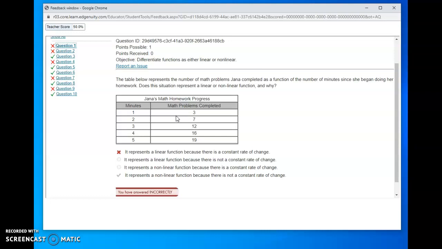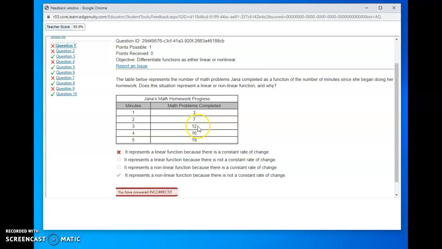So an easy way to do this would be to put this in a graph and see if it is a straight line or not a straight line. So our minutes seem to make sense. They go in order: 1, 2, 3, 4, 5. It's going up 1 each time. However, the math problems from 3 to 7 is 4, and from 7 to 12 is 5. And we can pretty much stop right there.